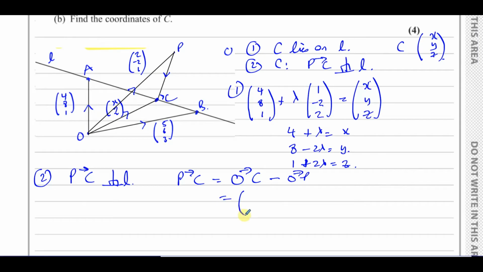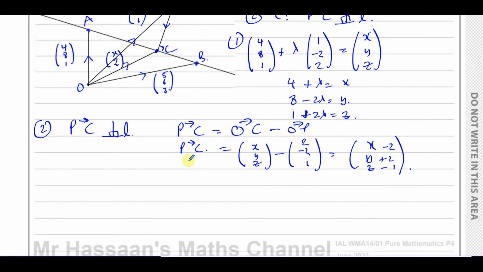So that's going to be O to C, which is (x, y, z), minus O to P, which we know is (2, -2, 1). That's going to give us (x minus 2, y plus 2, z minus 1). So that is going to be the vector from P to C, and we know that it's perpendicular to the line L. When two vectors are perpendicular, then their dot product is equal to 0. If vector A is perpendicular to B, then the dot product must be 0.